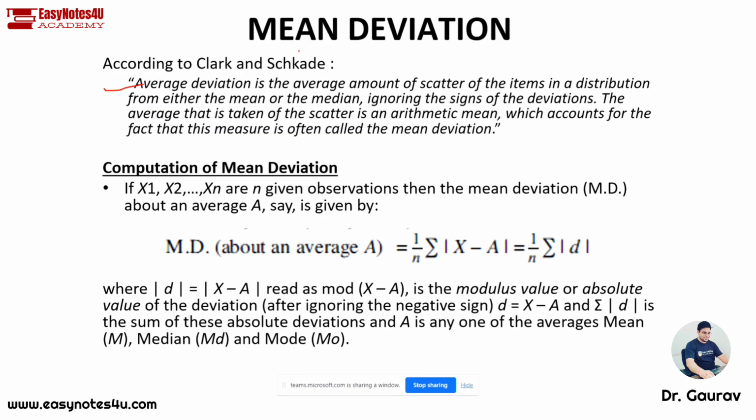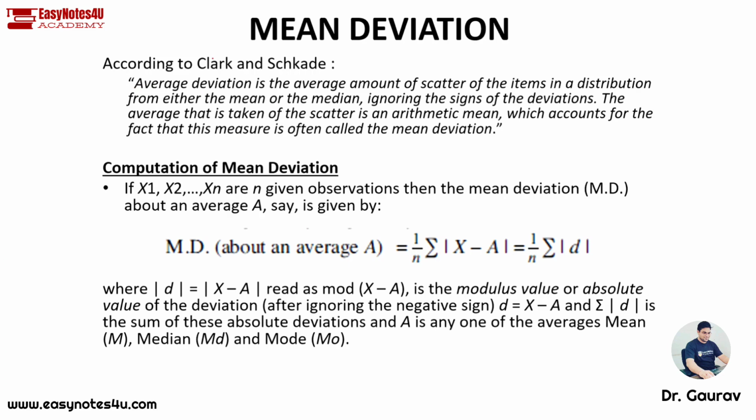So how can we calculate the mean deviation? There are different methods to calculate the mean deviation in individual series, in discrete series, and then in continuous series. If you want to calculate the deviation for the individual series, first of all you have to calculate the average. Then you have to take the deviation from each and every value.